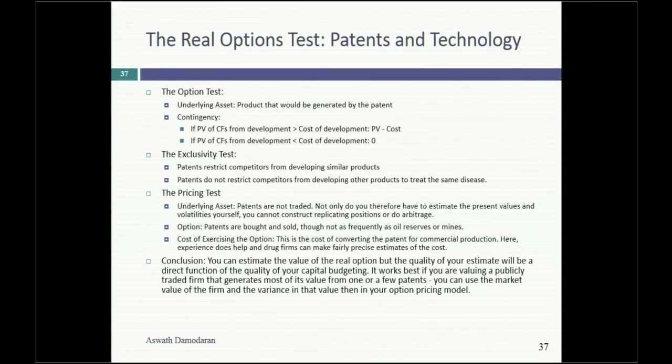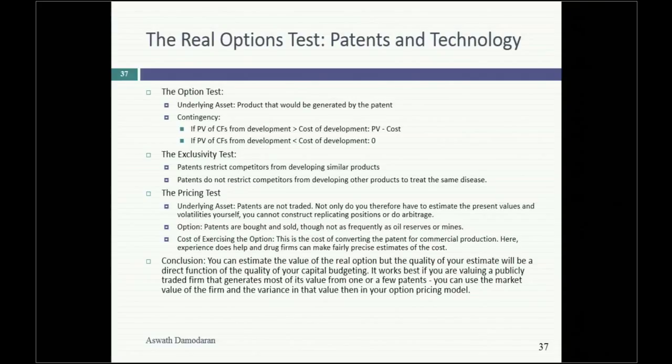So let's pass patents through the real option test. Is there an option? Clearly. The underlying asset is the commercial product that comes out of the patent. The contingent payoff is that you will develop the patent only if the present value of the cash flows exceeds the cost of developing the patent.